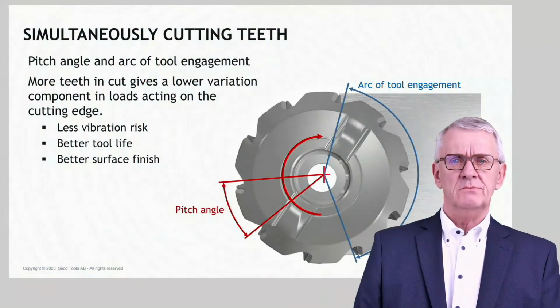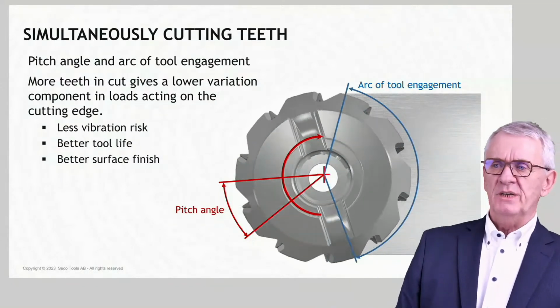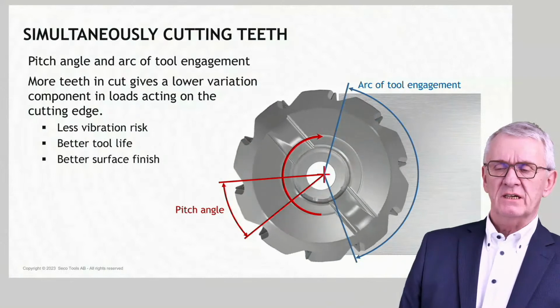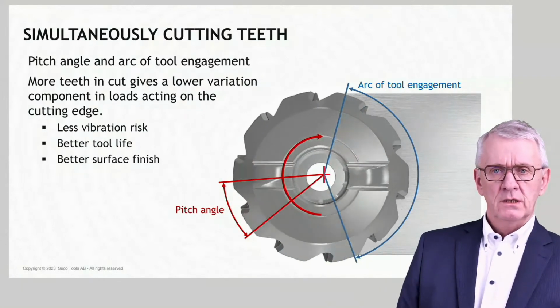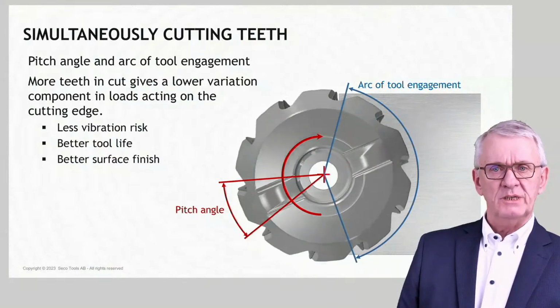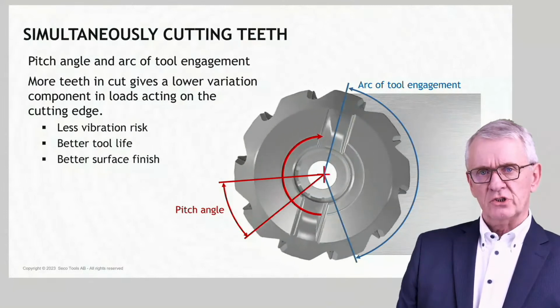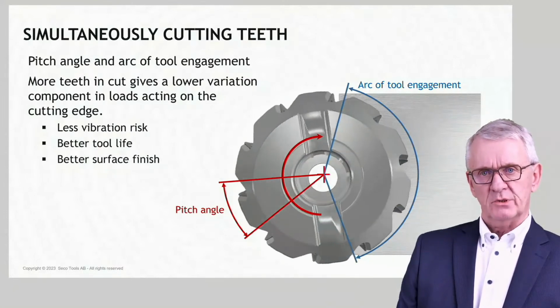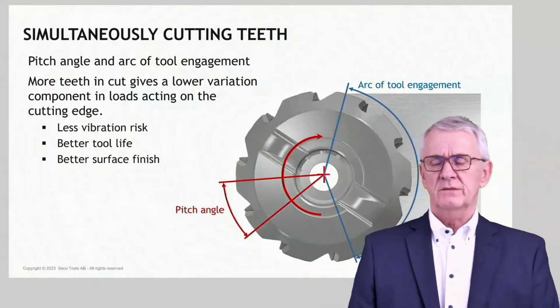To talk about this, we first have to define two things. A milling cutter has a pitch angle. A pitch angle, that's the angle between two teeth. Simple. Some milling cutters have differential pitch, which means that the pitch angle is not a constant value for a milling cutter, but some teeth are closer than other teeth. We do that to avoid vibrations.